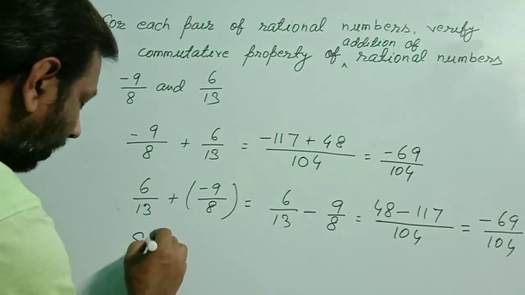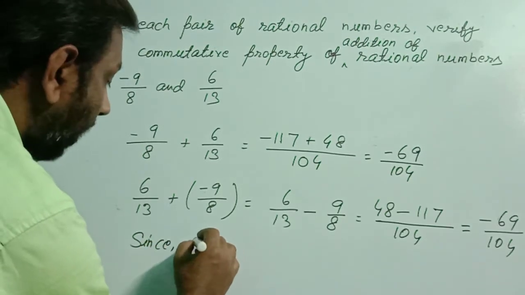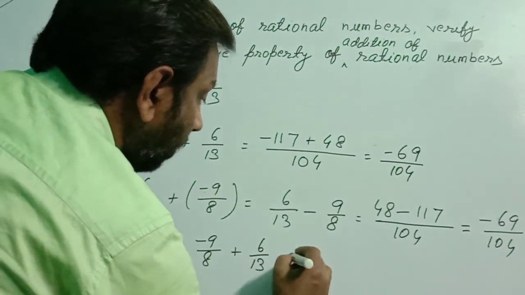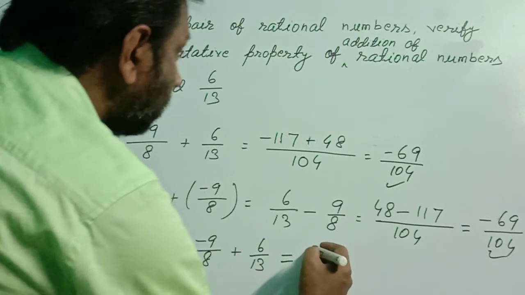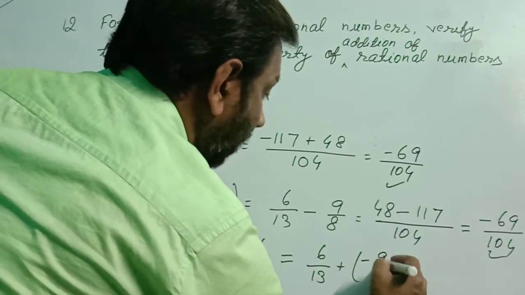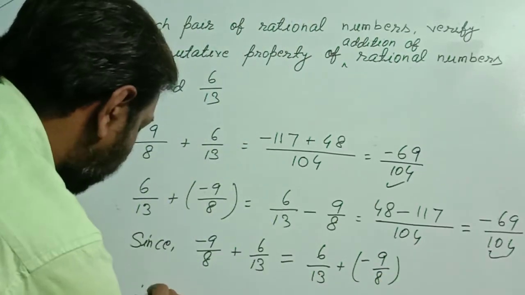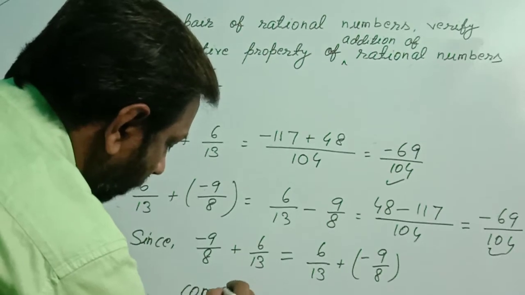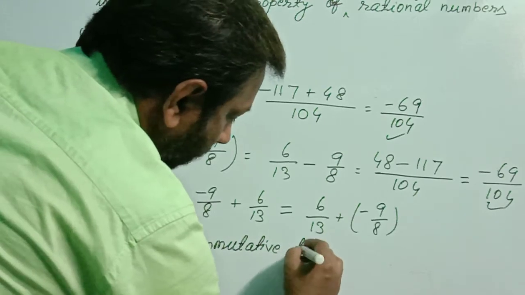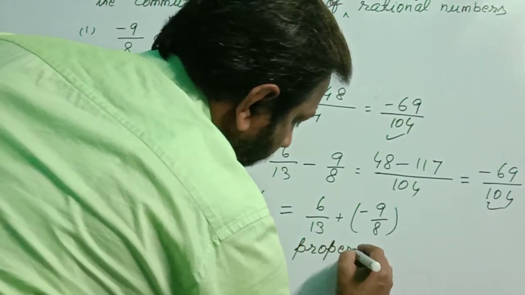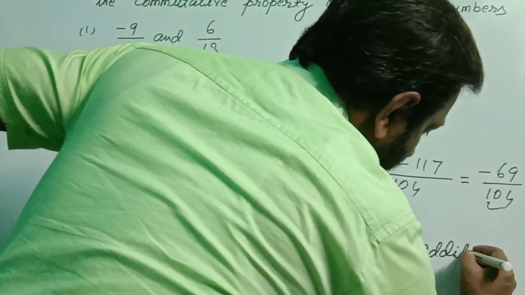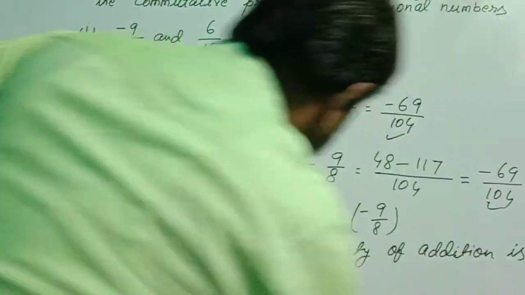So, how will we write the answer? Since minus 9 by 8 plus 6 by 13 is equal to, because both are equal, 6 by 13 plus minus 9 by 8. Therefore, commutative property of addition is satisfied.